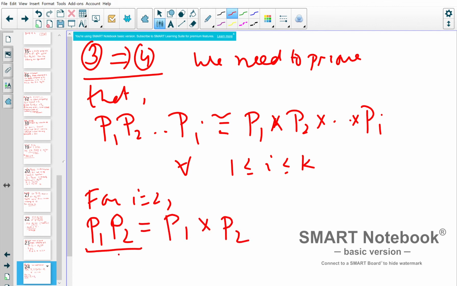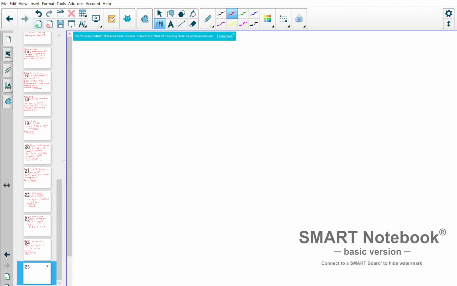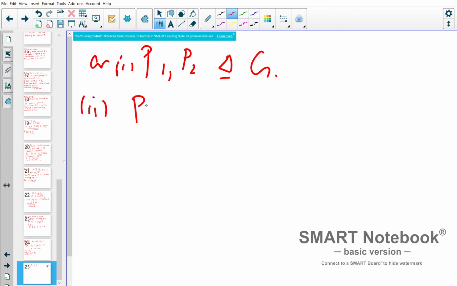Now how to prove this? P1 and P2 are both normal. That is from 3. From 3 we get that P1 and P2 are both normal, right? And hence the first part of the proof, we need to check that the internal direct product is equal to the external direct product, is true. The second was the intersection, right? So P1 intersection P2. But P1 intersection P2 is also trivial.